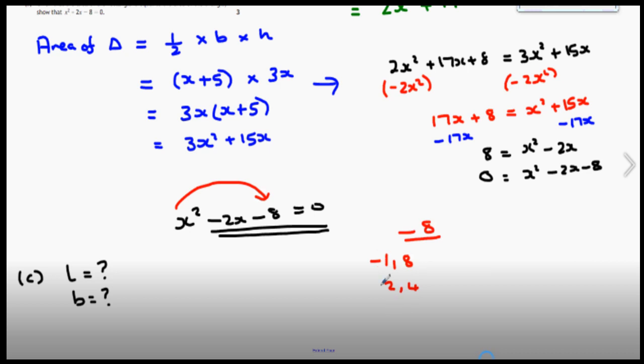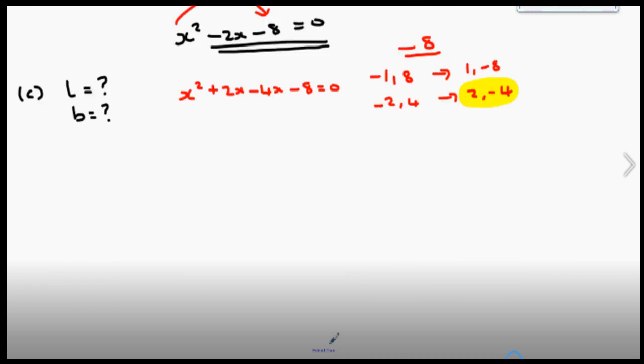So because it's negative 8, I've either got that combination, or that one, and that one. Now I'm looking for a middle term of minus 2, so those are the pair of factors that are going to give me minus 2. We now split that middle term, so x squared, that minus 2x gets split into plus 2x minus 4x, and I've got a minus 8 stuck at the end.